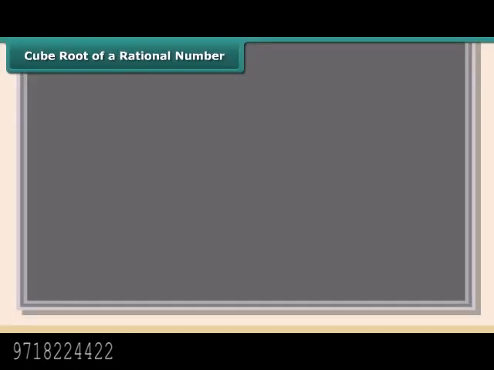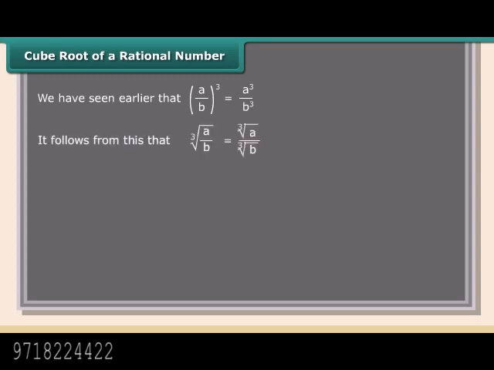Cube root of a rational number. We have seen earlier that (a/b)³ = a³/b³. It follows from this that ∛(a/b) = ∛a / ∛b. Example: find the cube root of 729/1331.